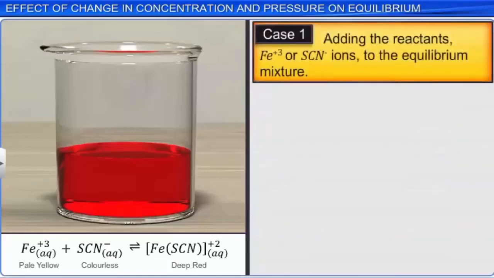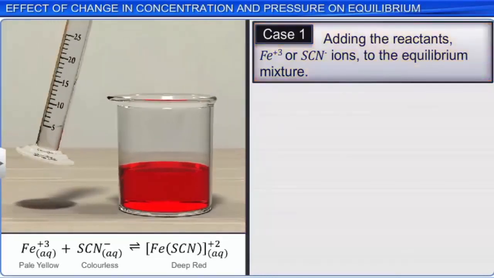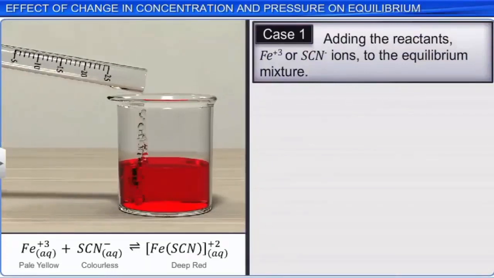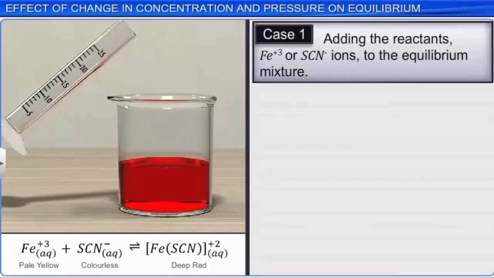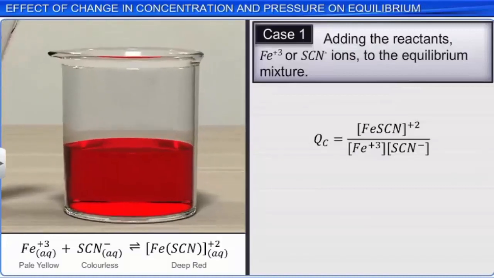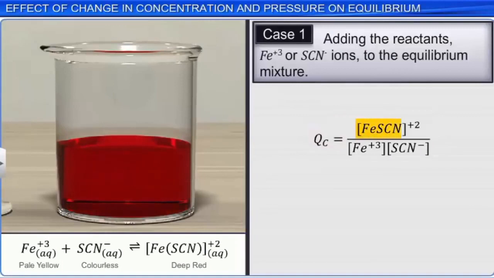Case 1. Adding the reactants Fe+3 or SCN- ions to the equilibrium mixture. Suppose you add a few ml of a solution containing soluble Fe+3 or SCN- ions to the equilibrium mixture. You can see that the color of the solution becomes darker. The reaction quotient at this stage of the reaction is given by Qc is equal to concentration of FeSCN+2 divided by the product of concentration of Fe+3 and SCN- ions. On the addition of Fe+3 or SCN- ions to the equilibrium mixture, the denominator value in the expression for reaction quotient increases. This results in a decrease in the value of the reaction quotient. Now, the value of Qc becomes less than Kc.